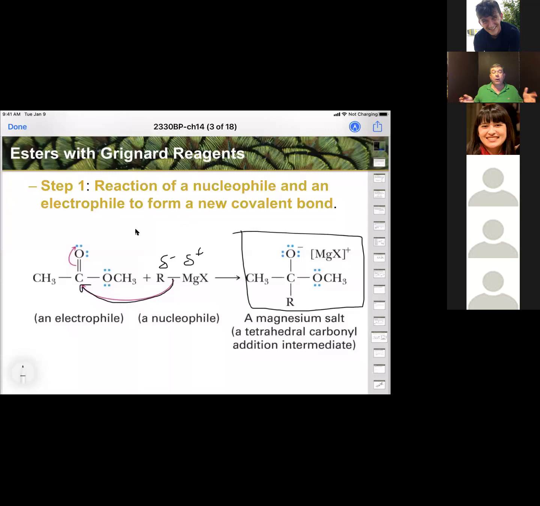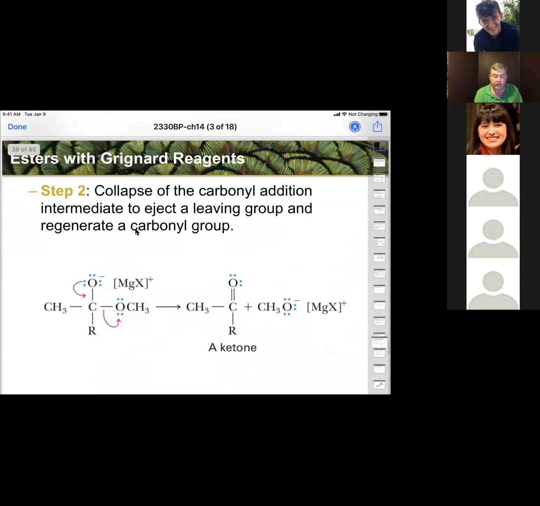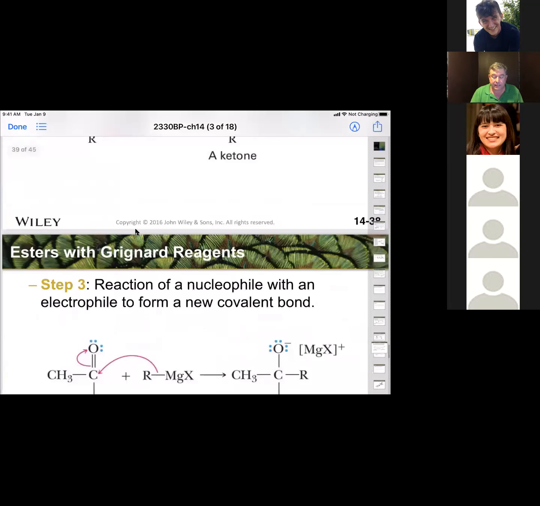Okay, now we can wait around for a little while, or we kick the electrons in from this salt to form a carbonyl compound, and we can kick out methoxide right here. That's the weaker base compared with the Grignard reagent. In this case, we had an R group on here, so we generated a ketone. But that ketone is reactive toward nucleophilic attack. So that's where the second Grignard comes in.